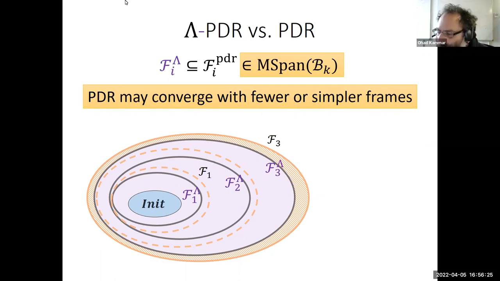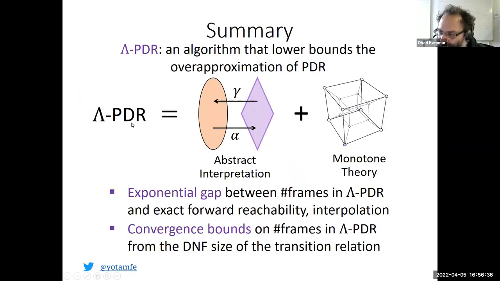Okay, there's a second question. I think you're looking at this from the point of view that PDR is basically over-approximating forward reachability. Assuming that's correct, what about the other direction? How does Lambda PDR compare to just doing straight backward reachability? Yeah, so that's an excellent question.